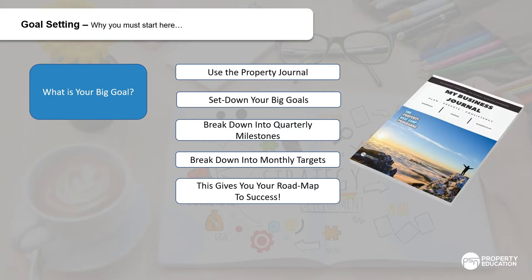And there's the business journal there that you can see. So this is ultimately and very simply going to give you your roadmap to success, because you're setting a goal and then you're working towards it day by day with each task.